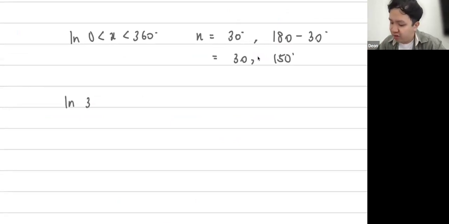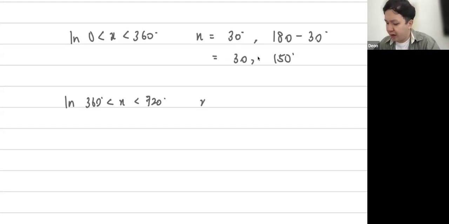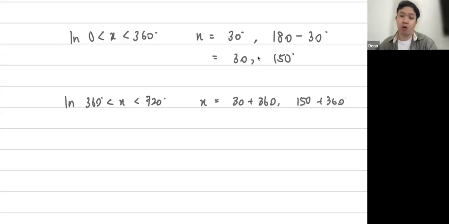So in 360 to 720, I know this exceeds 500, but it's fine. I just want to consider within the second circle, what is my answer? So x will be 30 plus 360, 150 plus 360, because I'm considering the next circle already. So this is 390 and 510.